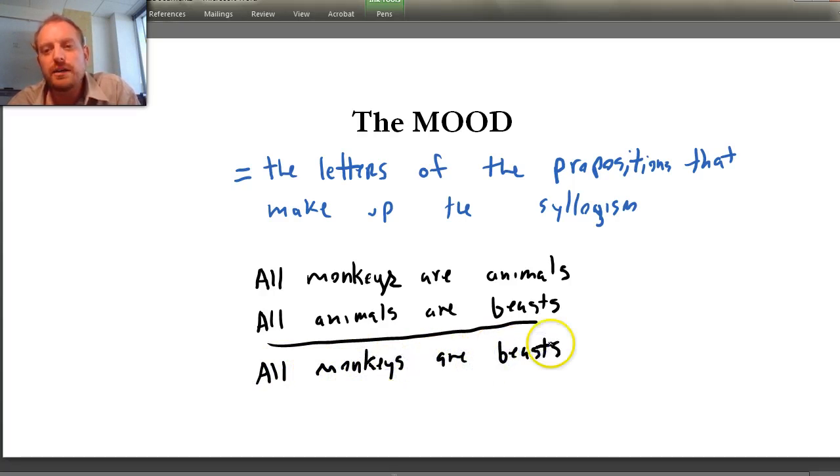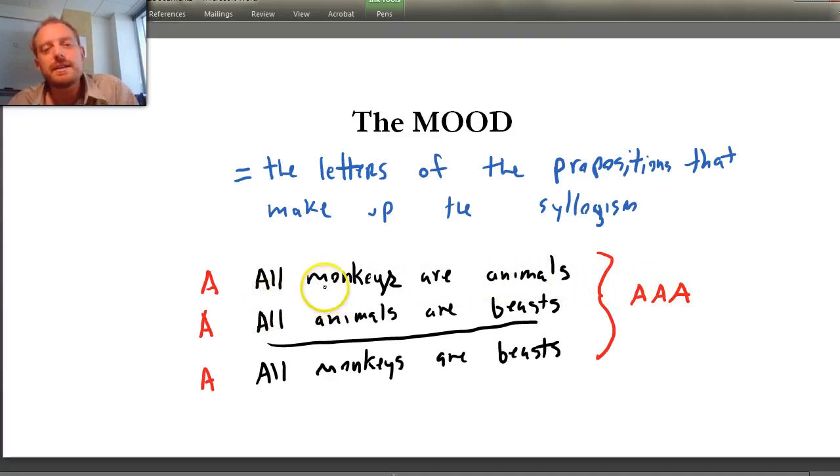So, how do we understand this? What is the mood of this? Well, it's quite simple actually. You just have to go through and label each of these. This is an A statement. This is an A statement, and this is an A statement. So what is the mood of this syllogism? The mood is what we refer to here as a triple A.